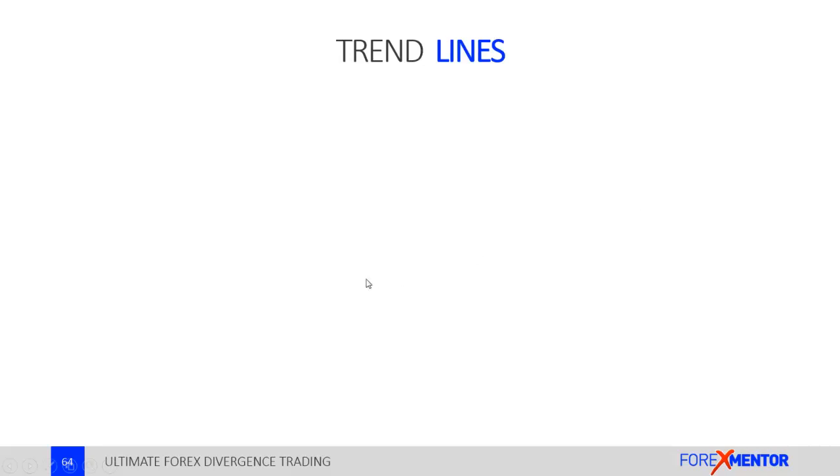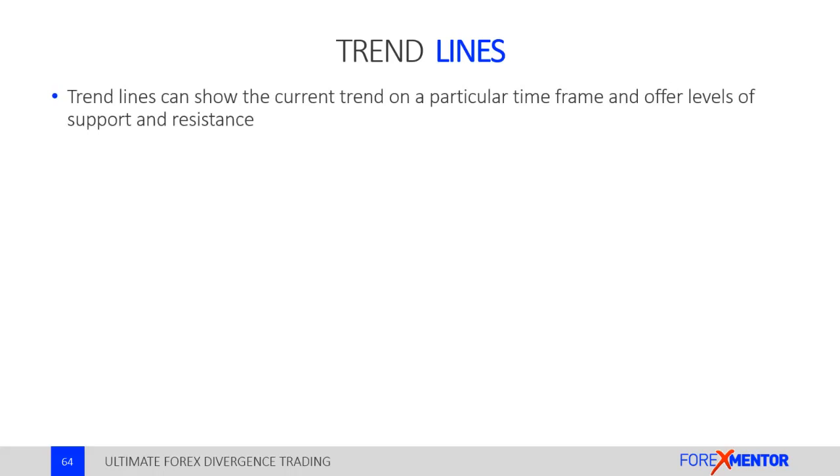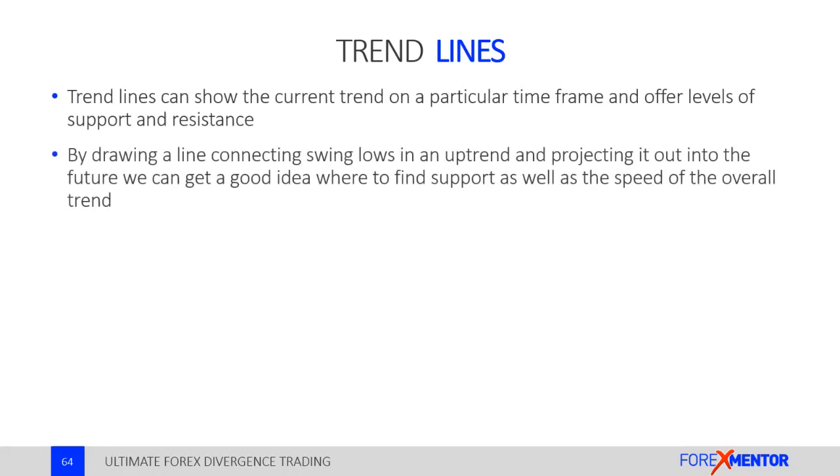Trend lines. Everybody's pretty familiar with trend lines, I think, if you've been around the trading world for any kind of time. Trend lines can show the current trend on a particular time frame and offer levels of support and resistance. By drawing a line connecting swing lows in an uptrend and projecting it out into the future, we can get a good idea of where to find support as well as the speed of the overall trend. So it gives us a support and resistance factor, a supply and demand factor, as well as a speed factor, a timing type of factor.